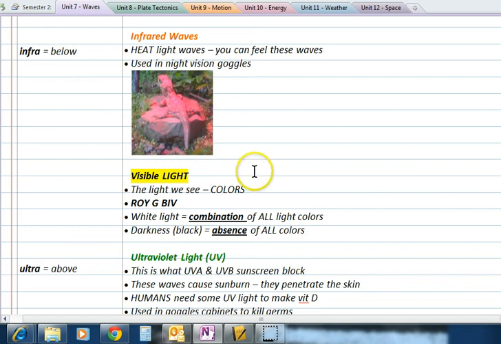Then we have the visible light, and that's what we see. It's white light, but it's actually a combination of the colors of red, orange, yellow, green, blue, indigo, which is kind of like a purple, and violet. And we use the mnemonic Roy G. Biv to remember the order of the light radiation. A white light is a combination of all the light colors, and when you have no light, it's black, and it's the absence of all colors.